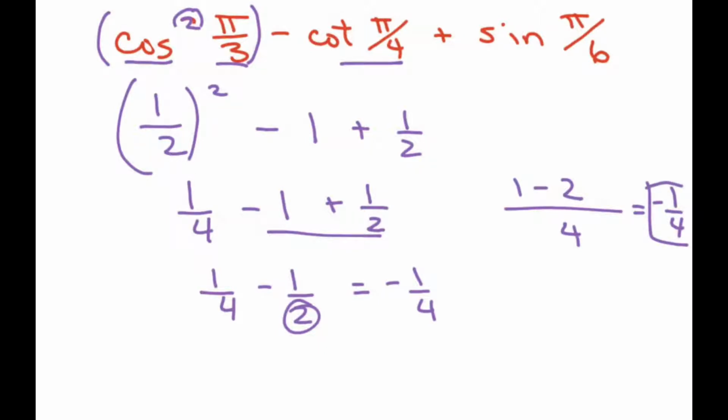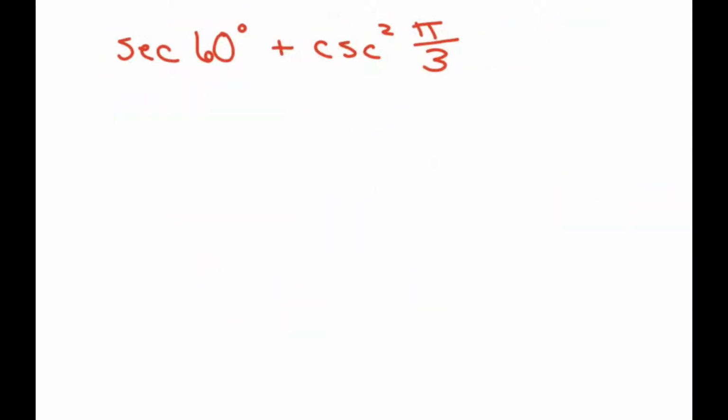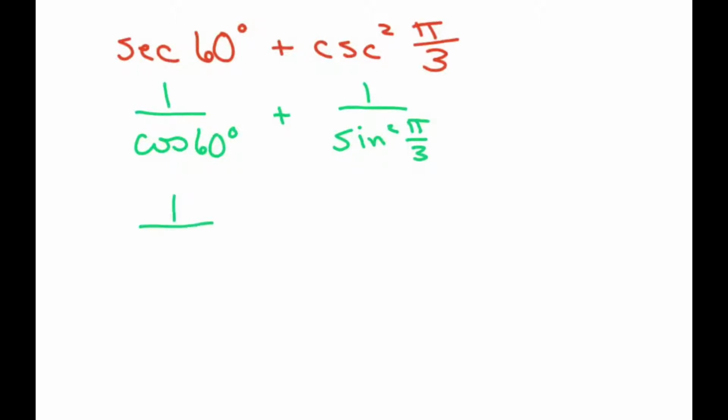All right. The next one is this one. So, secant, I'm going to go ahead and write this as 1 over cosine of 60. I know that value easier. And this one I'm going to write 1 over sine squared of pi over 3. So cosine of 60 is 1/2, so you have 1 over 1/2 plus sine of, this is actually 60 degrees too, which is square root of 3 over 2.